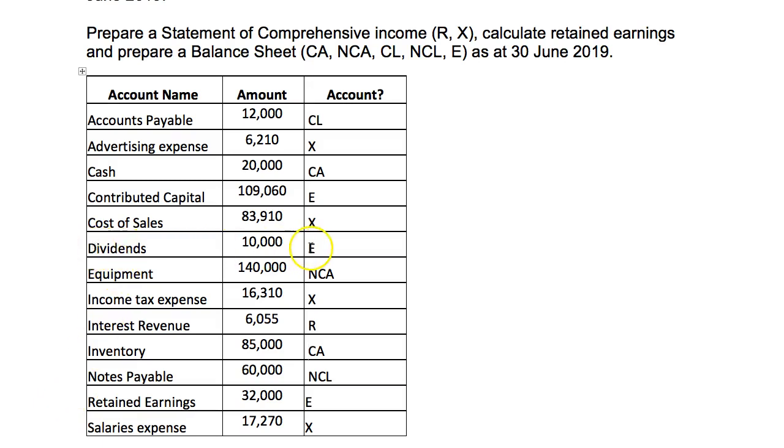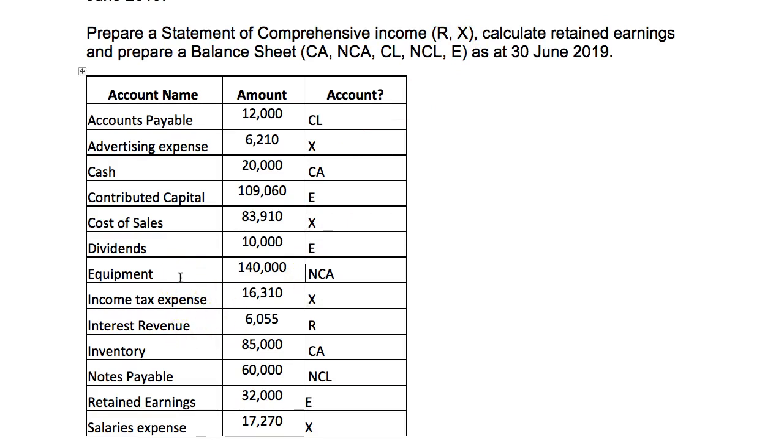I put dividends as equity because I'm going to use dividends to calculate the retained earnings. And notes payable is similar to a bank loan, so that will normally go into the non-current liabilities section. Okay, the first step is to start here with preparing the statement of comprehensive income. Now I'm going to use the multi-step format that we just looked at. So to do this, we need the revenues and the expenses.